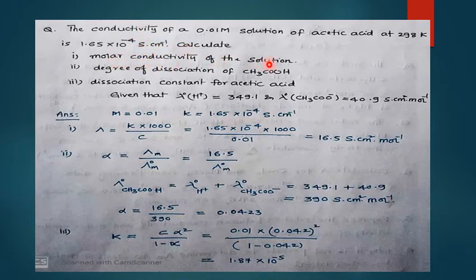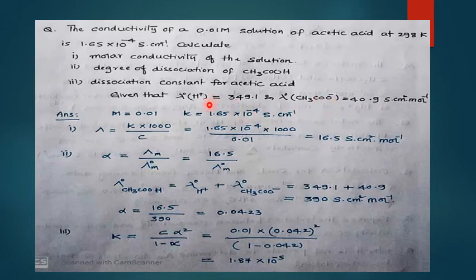Direct formula we already have. Degree of dissociation of CH3COOH, we already have the formula, we just discussed it. And the dissociation constant for acetic acid. So now we are going to calculate three different cases. Given the ionic conductance of H+ and of the acetate ion, if you add them you will get the value at infinite dilution.